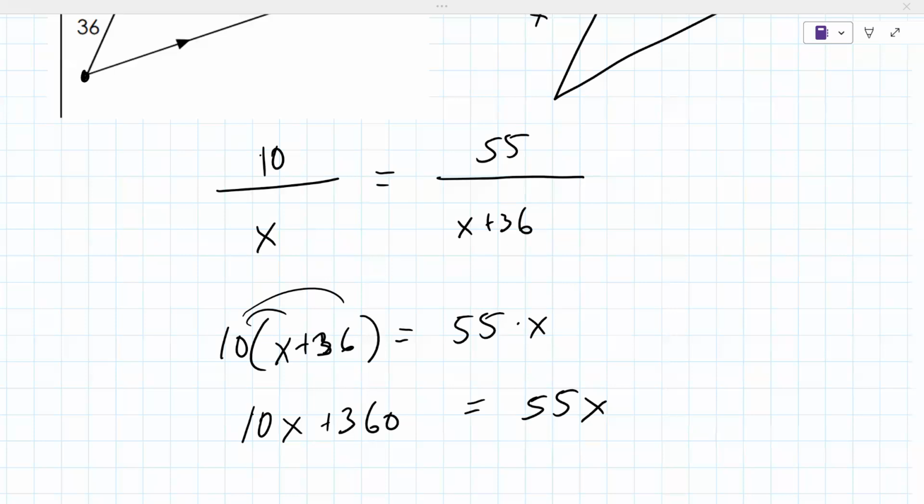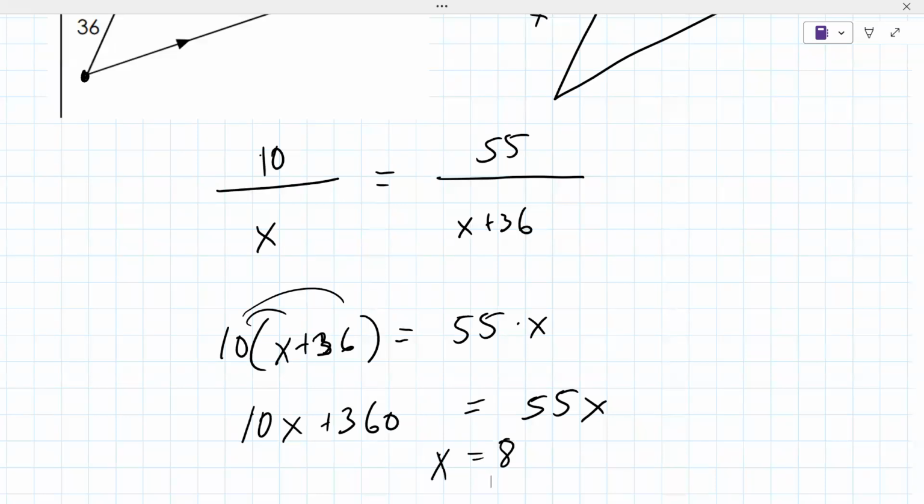So minus... And then, 360 divided by 5. It would be x equals 8. You got it. Good job.